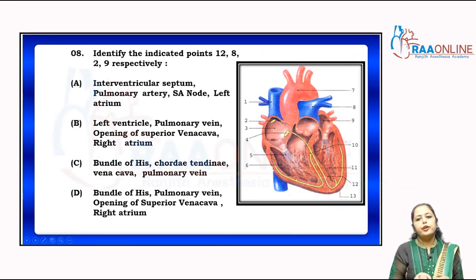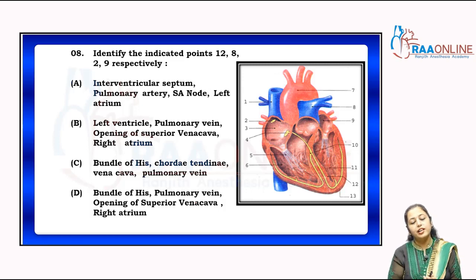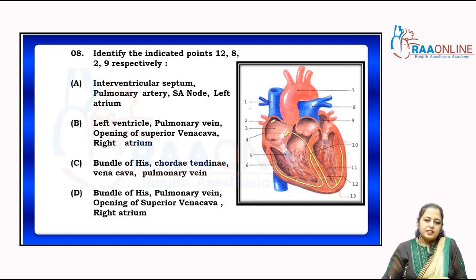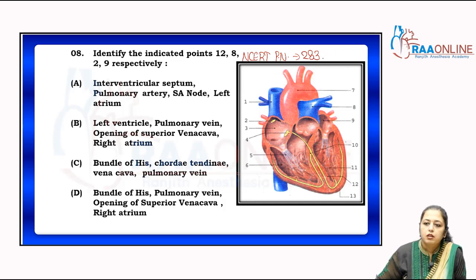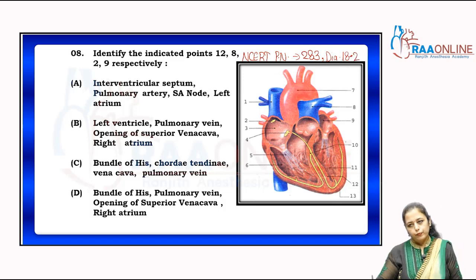Identify the indicated points 12, 8, 2, 9 respectively. So first you have to identify that structure. It's exactly given in NCERT, right? This is the diagram of NCERT, page number 283, right? Diagram number 18.2. Clear? Diagram number 18.2 in NCERT.